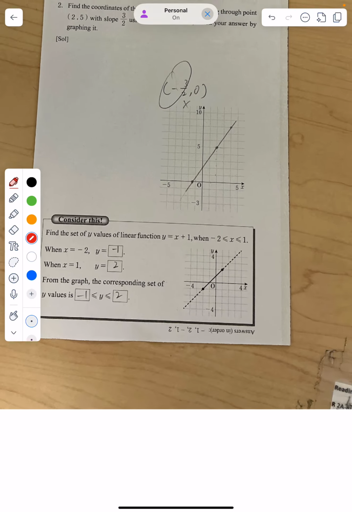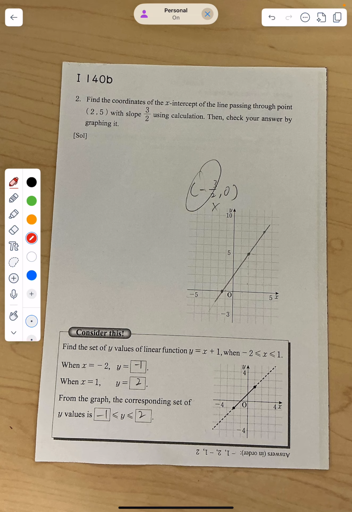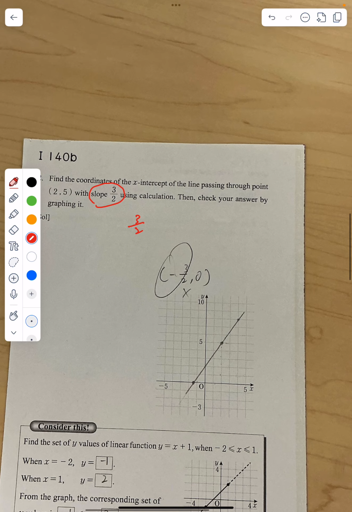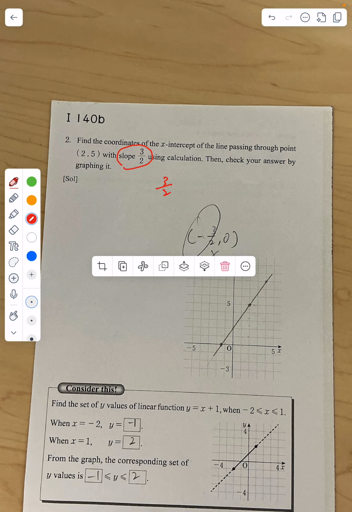If we know the slope, the slope is 3 over 2. That's very important information for me. And we also know that this line with the slope 3 over 2 passes through the point (2, 5). That's also another valuable piece of information for me.